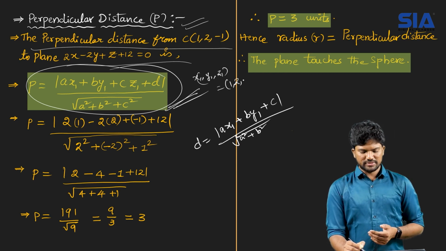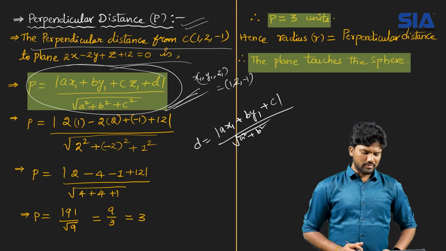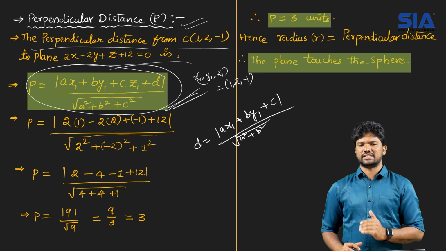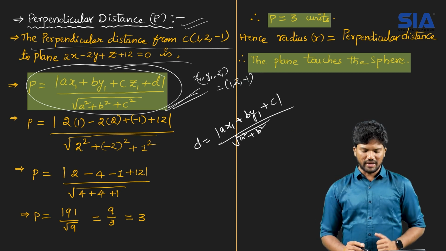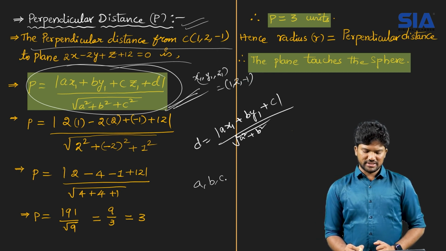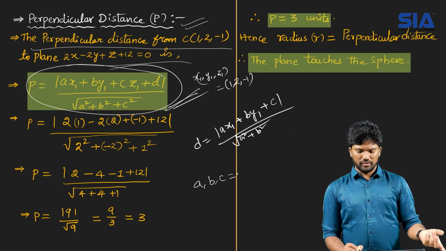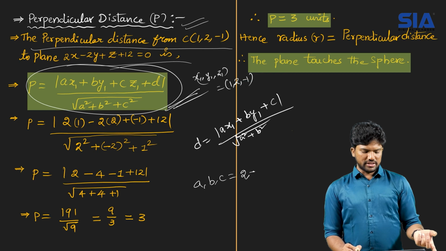What is the center of the sphere? 1, 2, minus 1. That is the center of the sphere, in place of x1, y1, z1. And what are the a, b, c values? The a, b, c values we can obtain from equation number 2, the given plane. You know, a is equal to 2, b is equal to minus 2 and c is equal to 1.